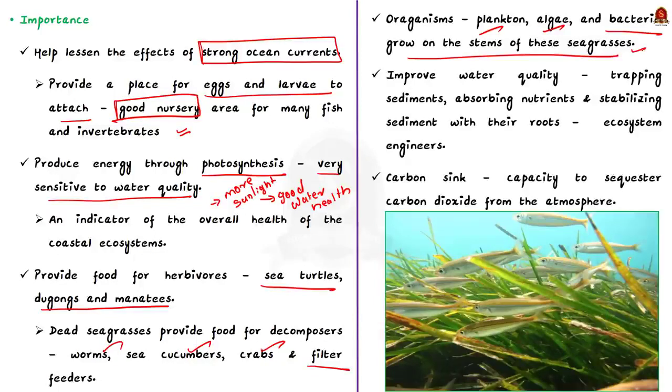Fifthly, they improve water quality. This is done by trapping sediments, absorbing nutrients and stabilizing sediments with their roots. So, the seagrass are called the ecosystem engineers.